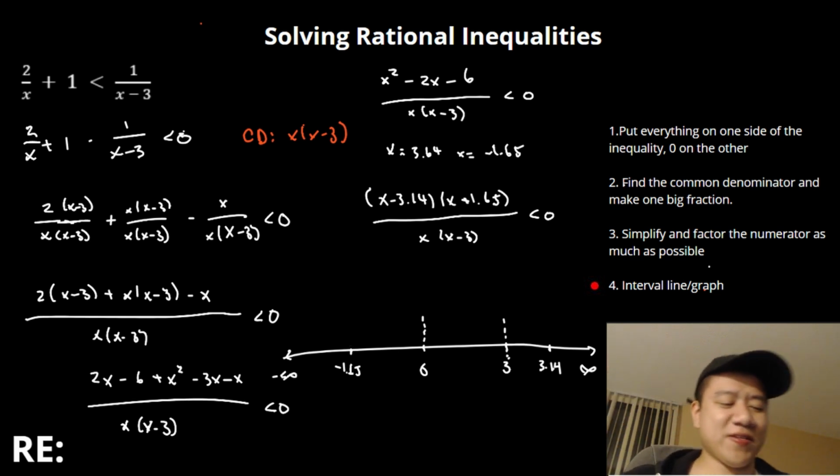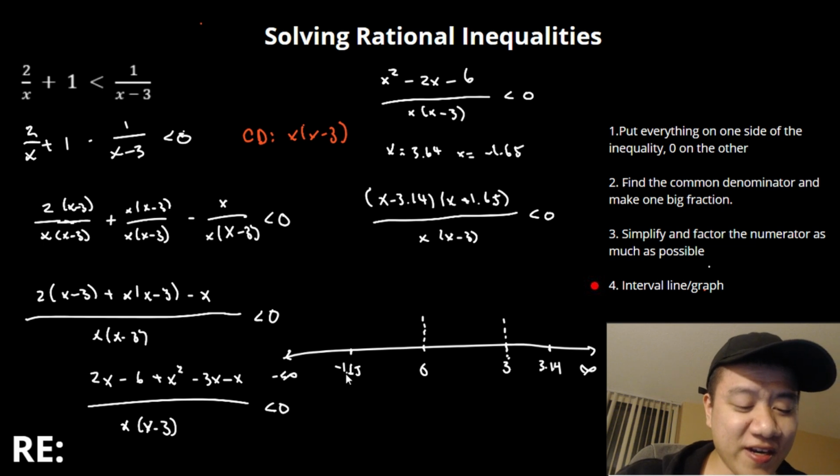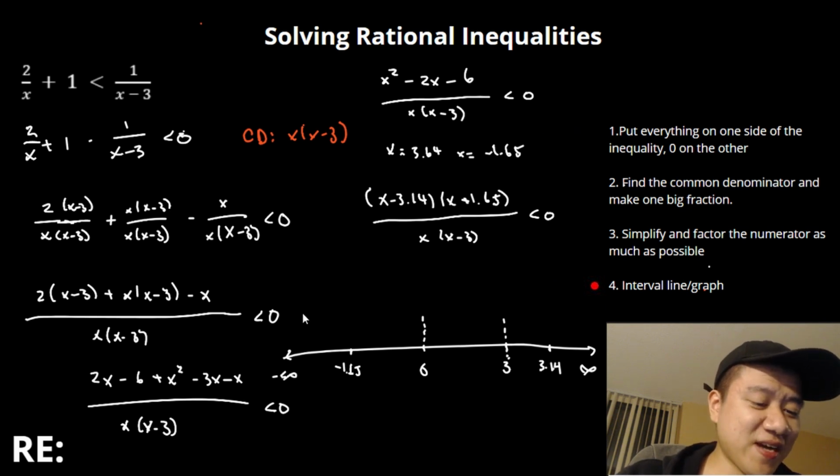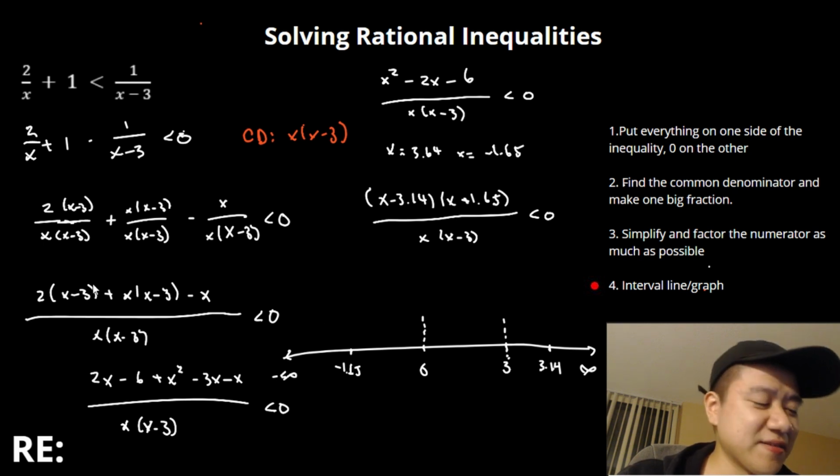Okay, so just like always, we substitute a number between each one of these, into the function, and see if it comes out positive or negative. Our solutions are going to be the intervals that come out to be negative in this case, since we're looking for less than 0.